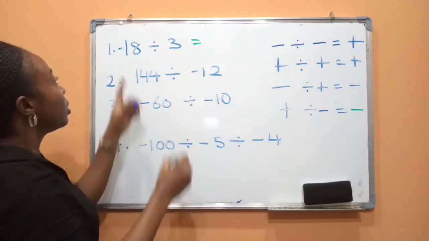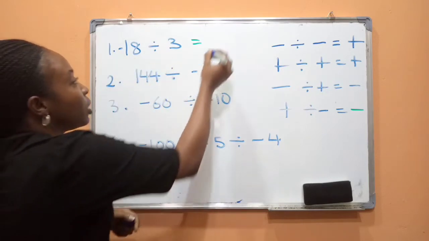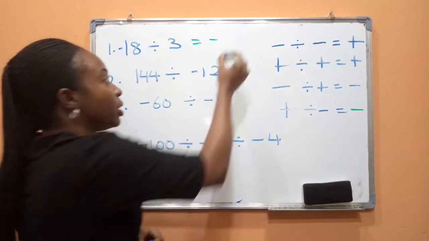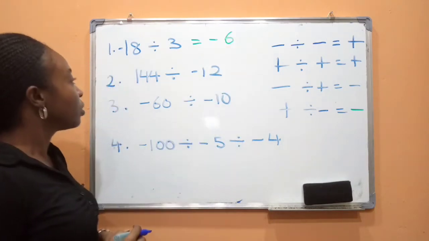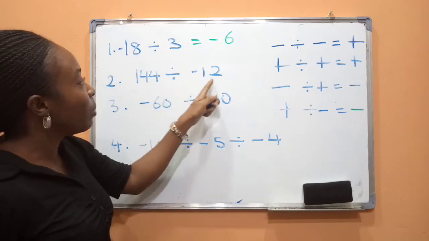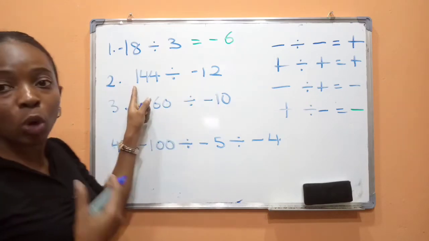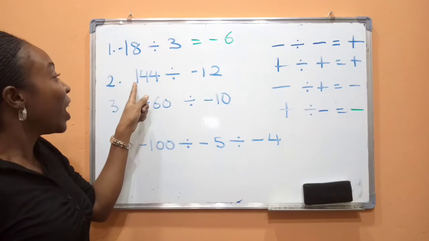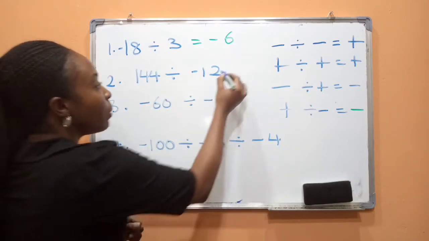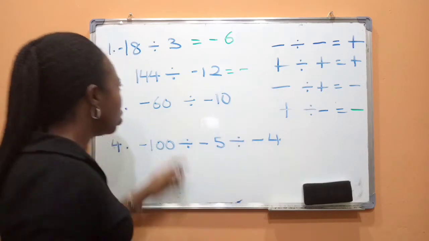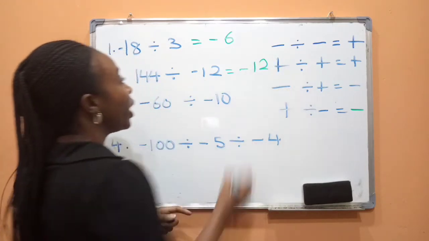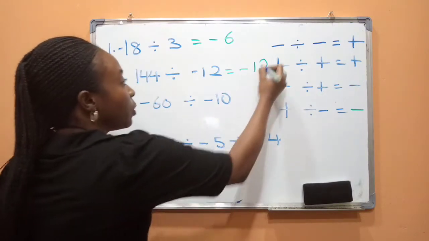So here's what we're going to do. We know that minus divided by plus gives us minus. 18 divided by 3 is simply 6. So we have minus 6. Then here we have 144 divided by minus 12. Remember, the 144 has a positive sign. So plus divided by minus, remember, it gives us minus. So 144 divided by 12 gives us 12. So we have minus 12.